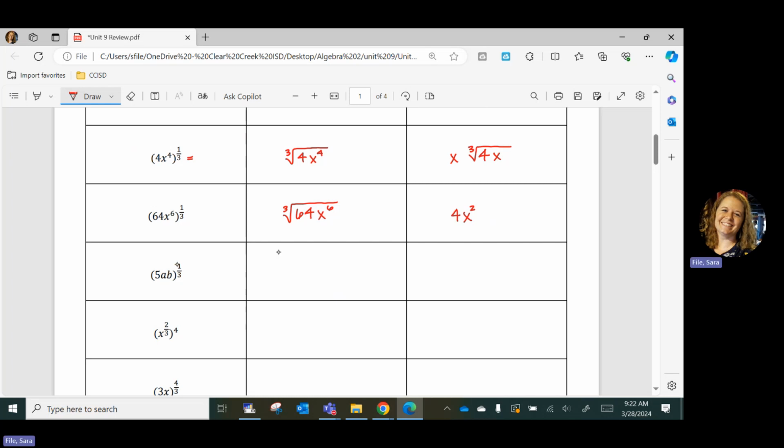All right, here I'm going to rewrite that 1/3 as a cube root. 5 is not a perfect cube, so I can't do anything about that. The 5 is going to have to stay underneath. And same thing with a and b. They're both to the power of 1. 3 doesn't go into 1 at all, so a and b both have to just stay under there. So we rewrote that, but there was no reducing to be done.